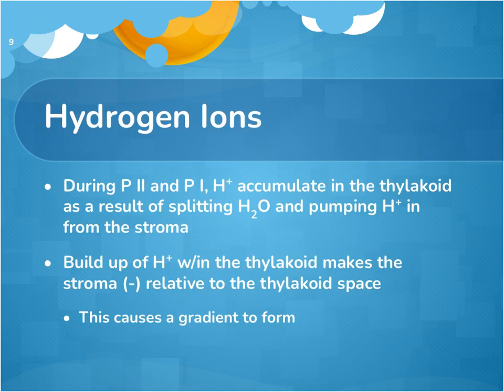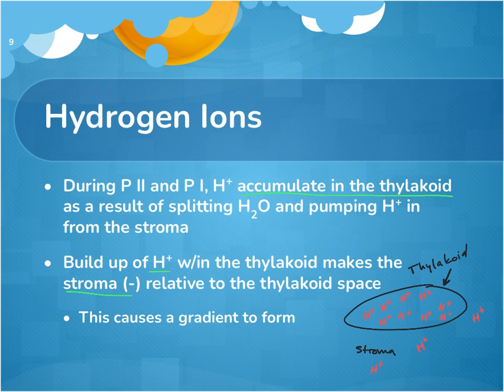We mentioned at the beginning during photosystem 2 that hydrogen ions are released because we break apart water. So those have been accumulating in the thylakoid inside the chloroplast because we split apart the water. There's going to be a buildup of hydrogen ions within the thylakoid, which gives them a positive charge relative to the stroma, which has a negative charge. Remember, the stroma is the liquid outside of the thylakoids. This causes a gradient to form.